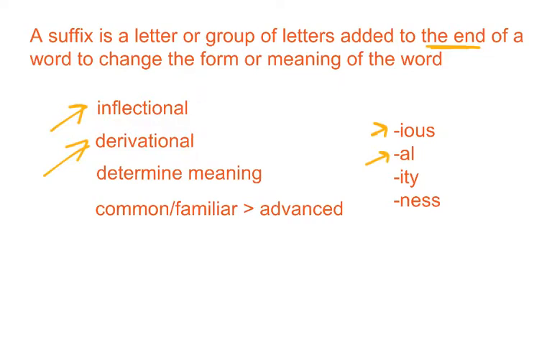Next, we have the suffix ity, which is the quality of. So for example, enormity is the quality of being enormous. Validity is the quality of being valid. Finally, we have the suffix ness, the state of being. So for example, sickness is the state of being sick. Heaviness, the state of being heavy. Highness, the state of being high.